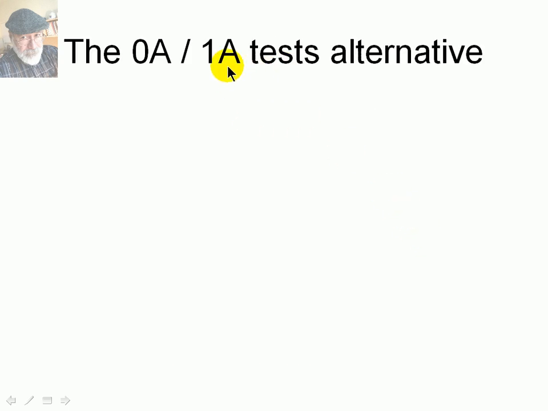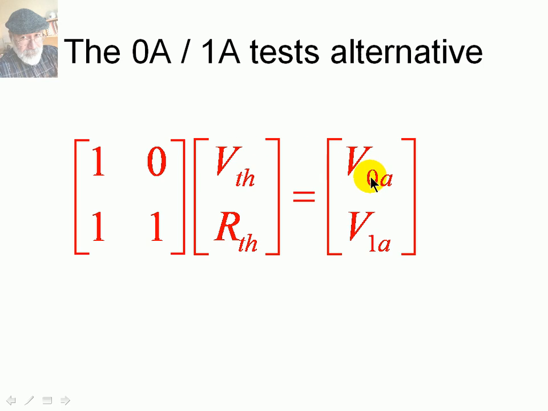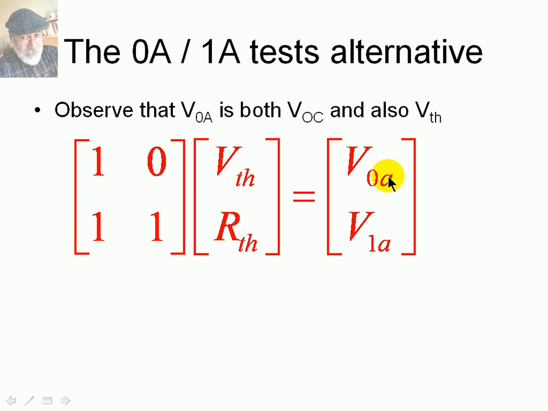An alternative is the 0 amps 1 amp test. Yes, you connect a 0 amp test, you write your equations and you solve for V 0 amps, and then you apply 1 amp test and you determine the V1 amp. Observe the system of equations. Notice that Vthevenin is directly V 0 amps. V 0 amps is both the open circuit voltage and Vthevenin.